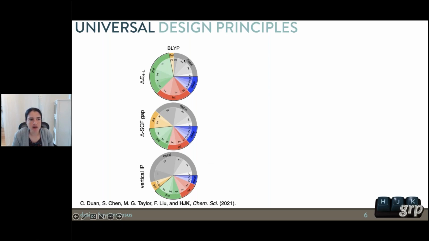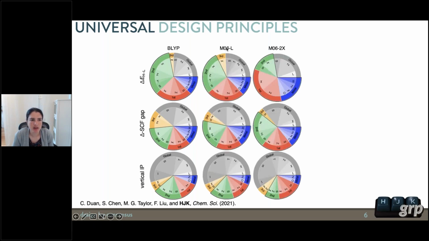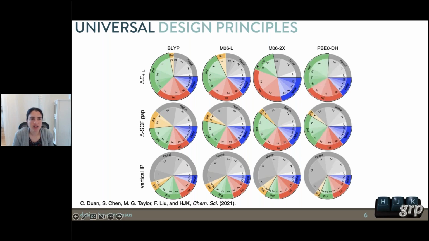And we can look at how these pie charts change as we change the functional. So we can contrast BLYP with functionals that had relatively weak correlation in the properties with BLYP, such as the M06-L functional or M06-2X functional. And we can even introduce a double hybrid, like the PBE0 double hybrid, which we think should give more accurate property predictions.